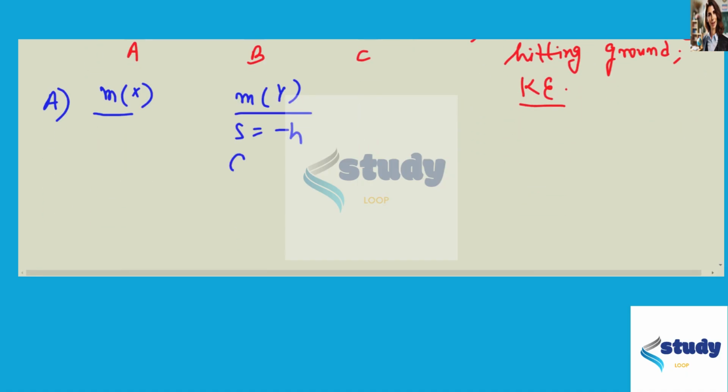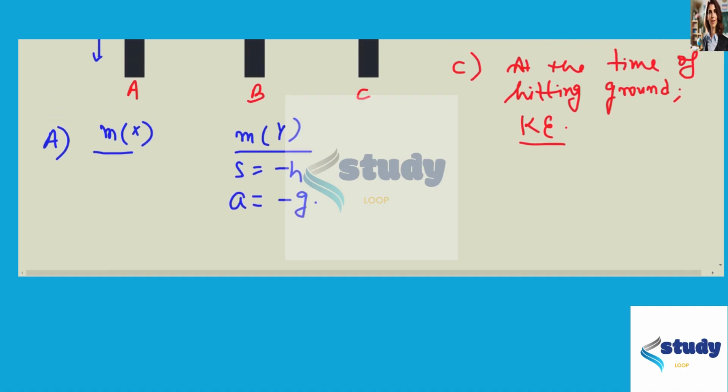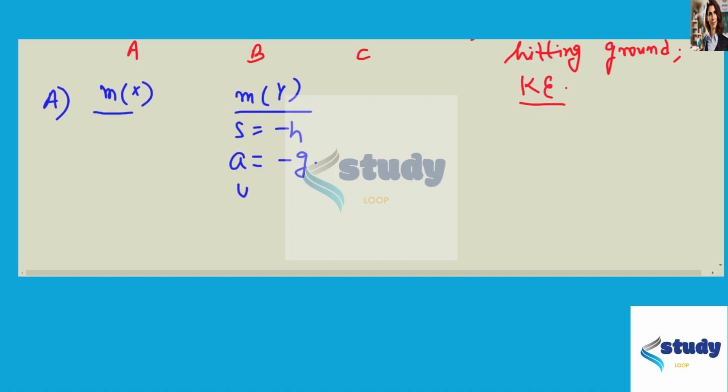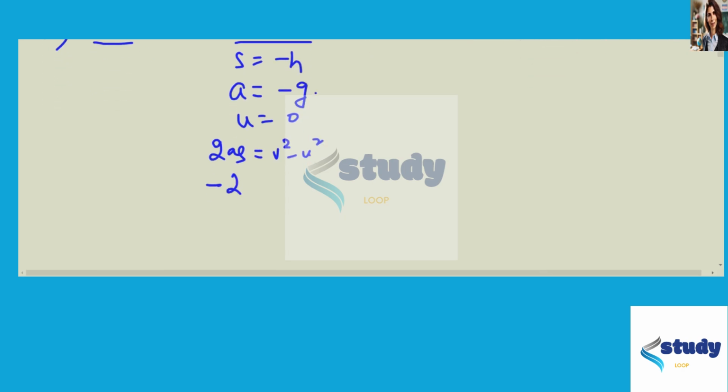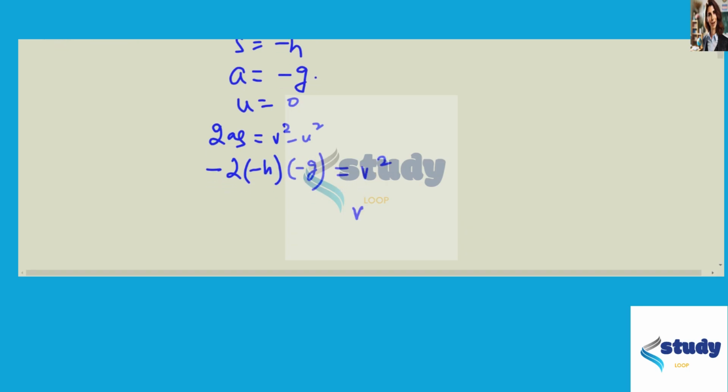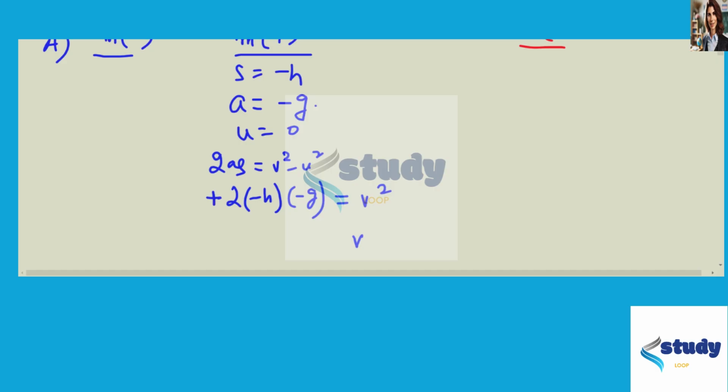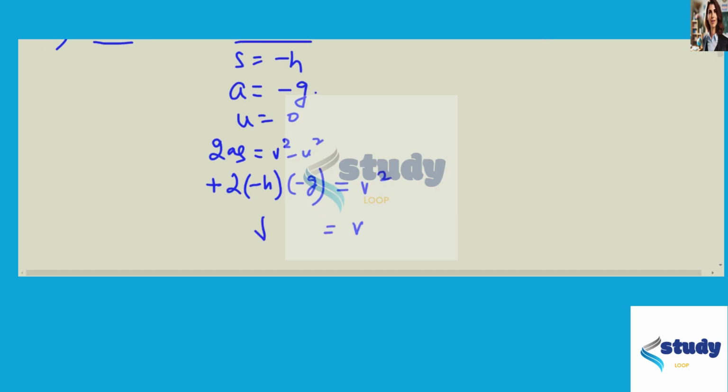Displacement is minus h, acceleration is minus g, and initial velocity along y is 0. So from here we can find out the speed along y. We'll use 2as equals v squared minus u squared. So we get minus 2 into minus h into minus g is equal to v squared. So v will come out to be root 2gh.